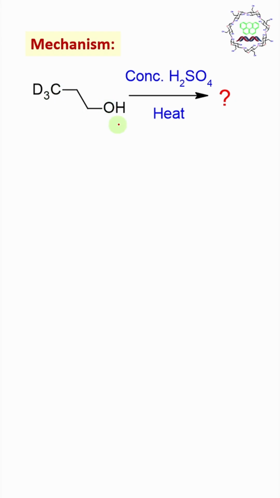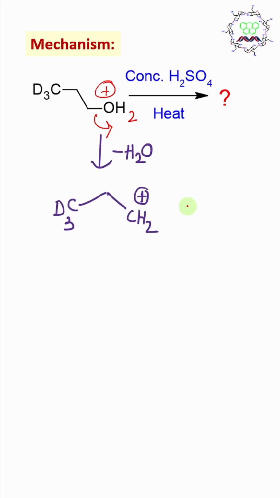Look at here, this is the alcohol. Sulfuric acid being a very strong acid, it will protonate, meaning this OH becomes OH2 plus. Now next step, what do you expect? There will be elimination of water to produce a carbocation, this one. And if you look at this carbocation, it is a primary carbocation. We have studied that a primary carbocation is less stable compared to a secondary, which is less stable compared to a tertiary.